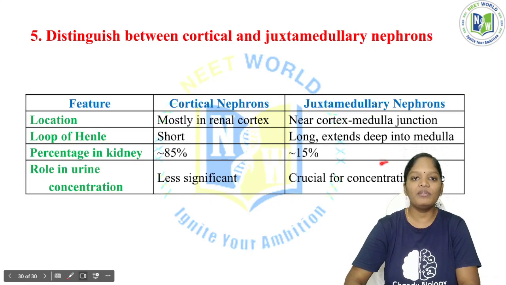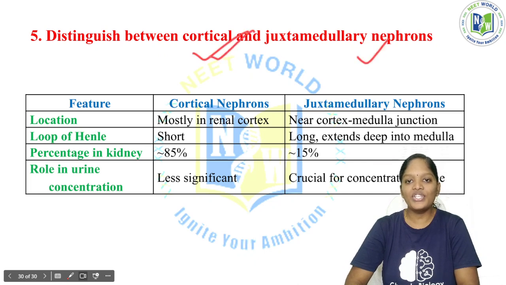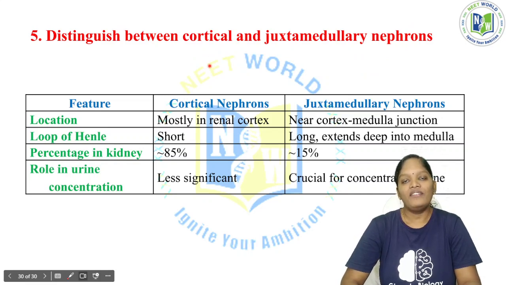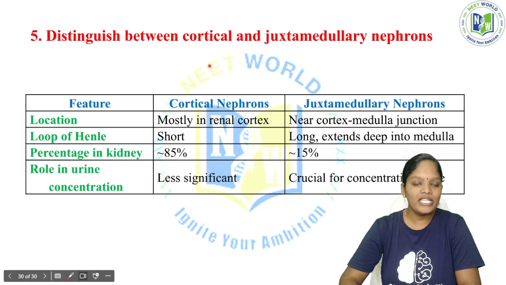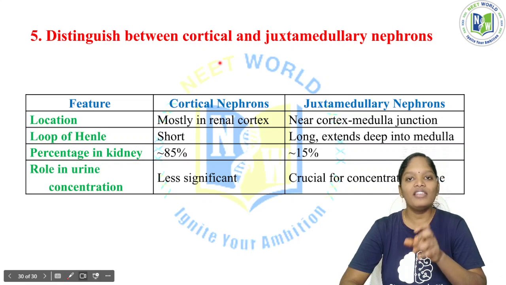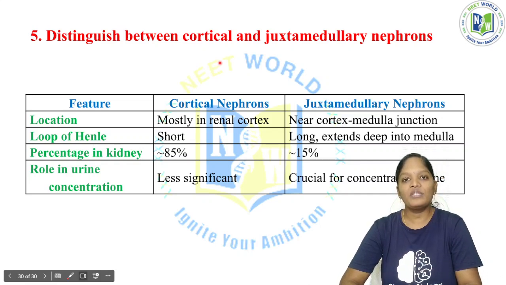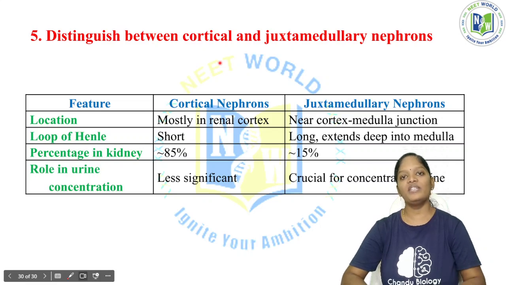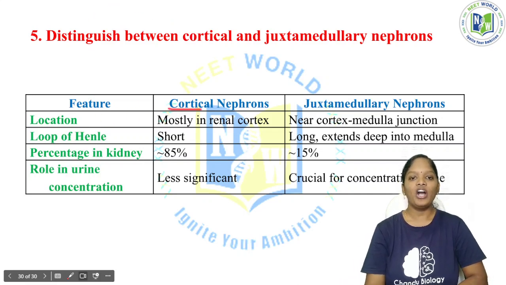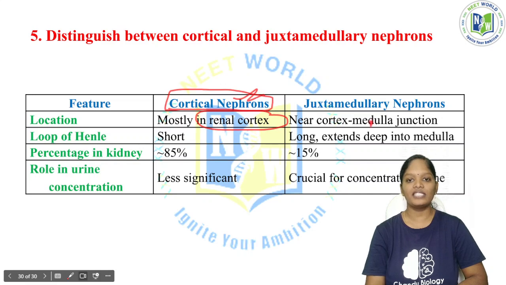Now, the last question is the difference between cortical and juxtamedullary nephrons. What have we discussed before? In the kidney, we have the outer region called the cortex and the inner region called the medulla. The nephron is the structural and functional unit of the kidney. Nephrons present in the outer cortical region are called cortical nephrons, and those near the medullary region are juxtamedullary nephrons. Cortical nephrons are present in the renal cortex, and juxtamedullary nephrons are near the cortex-medulla junction.